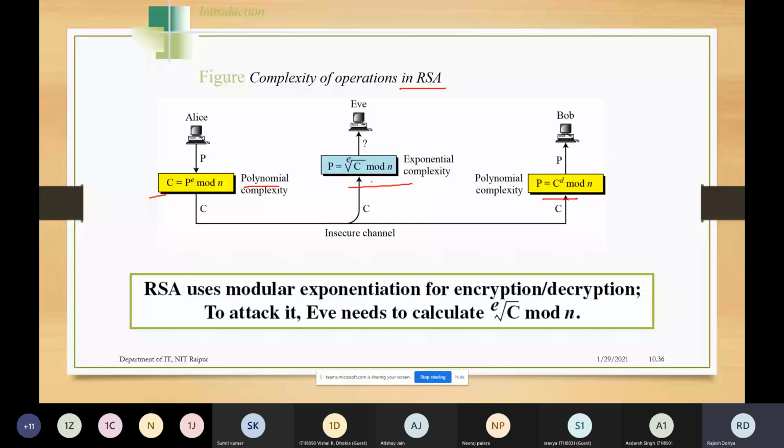If the public key and the ciphertext are available, then the attacker has to calculate the E-th root of the ciphertext to get the plain text back. Calculating the root of any value, maybe either 2, 3, 4, or any other value, is a very difficult and cumbersome task. This is why this particular algorithm is very secure, because this calculation is very tough.